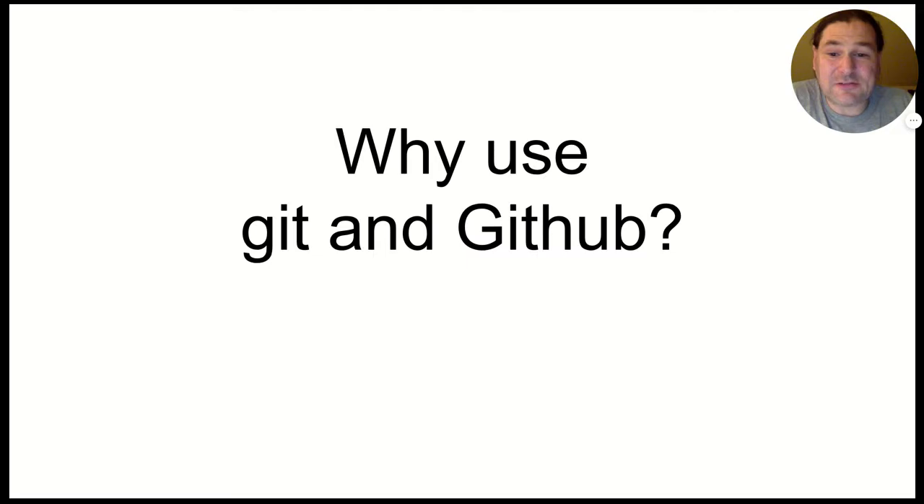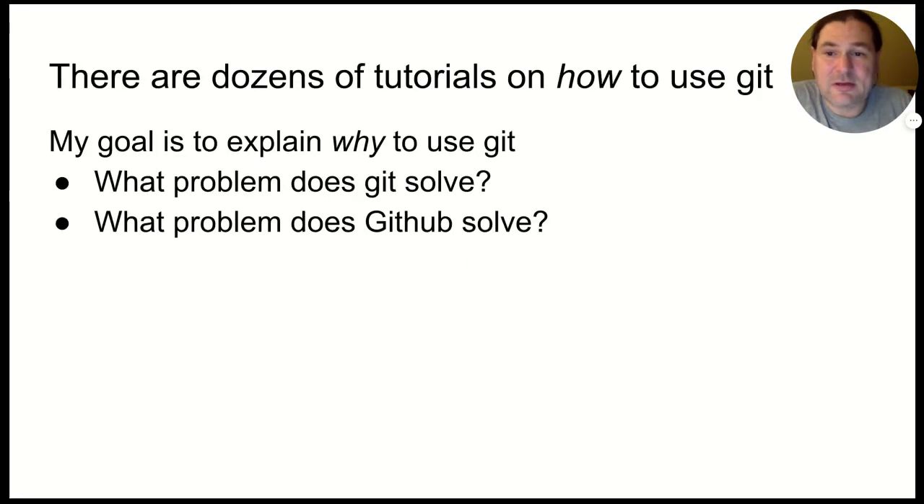So the question I want to answer is why use Git and GitHub? Now, there's dozens of very good tutorials on how to use Git, from the command line, using different types of clients, and so forth. That's not my goal to help with that. There's plenty of ways you can get help with that. I want to explain why you would use Git. So what problems does Git solve, and also what problem does GitHub solve?